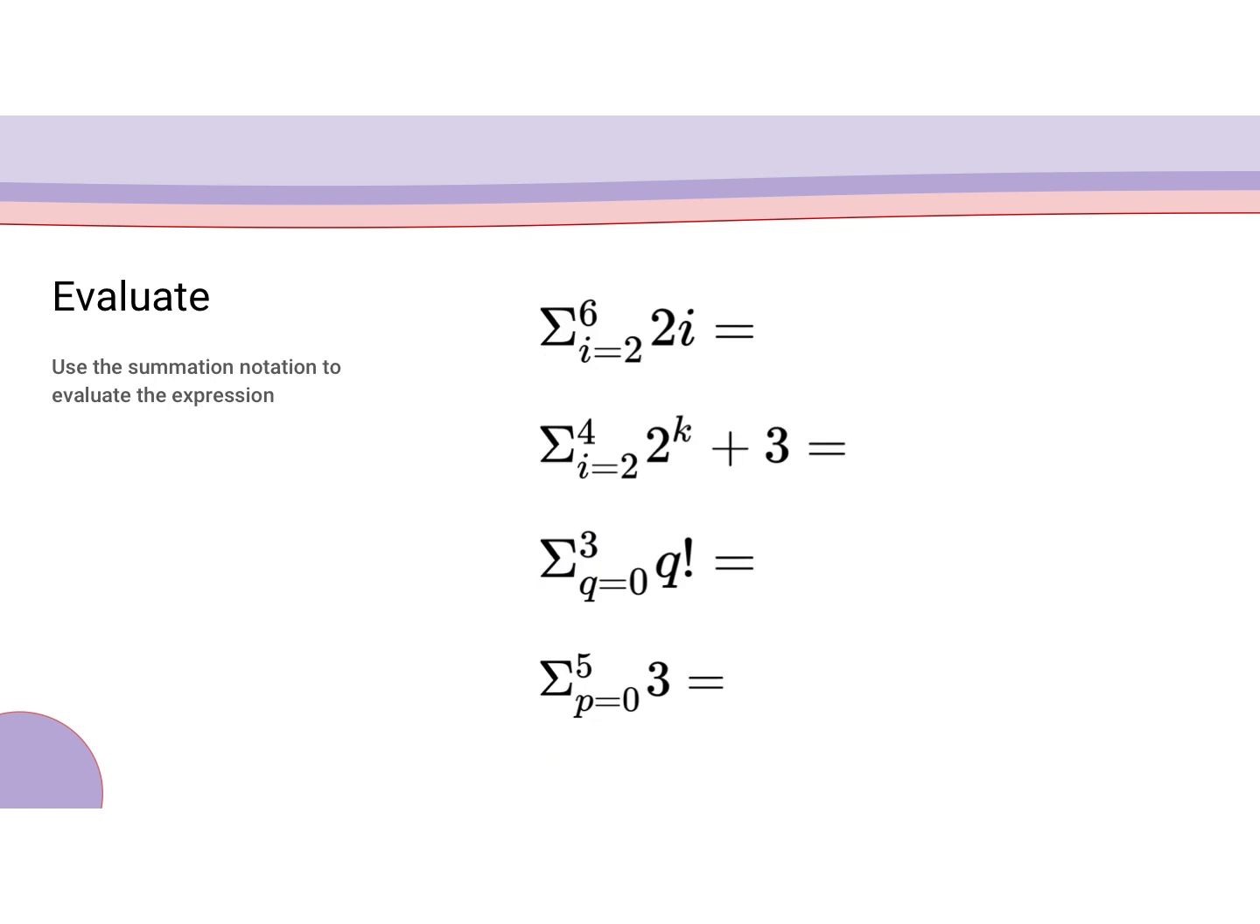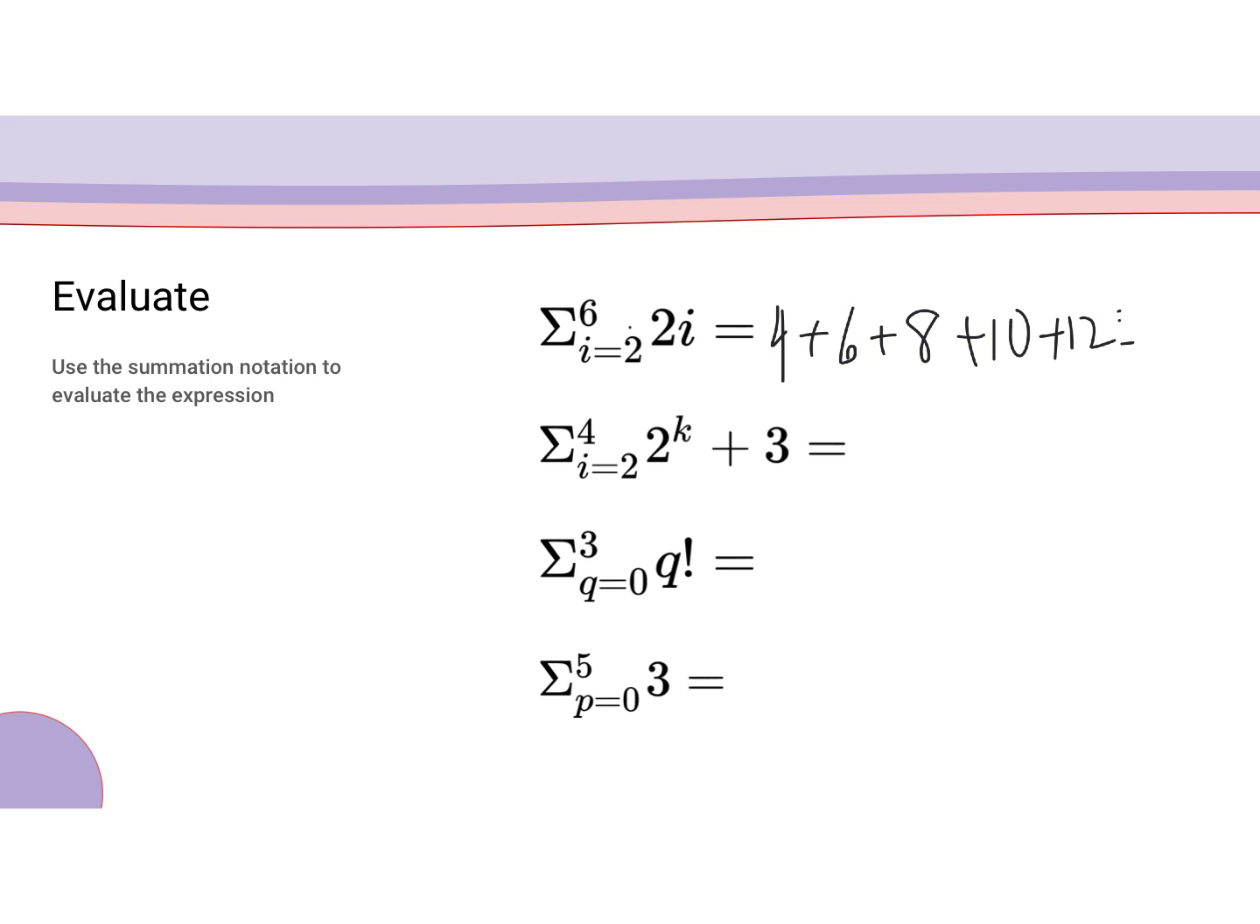Okay, so let's find a way to express these. So again, I'm just plugging in 2, so 2 times 2 is 4. I've done 2, now I move on to 3. 2 times 3 is 6. Then I do 4, 2 times 4 is 8. Then 5, then 6. Okay, I'll let you add those numbers together, but that's it.